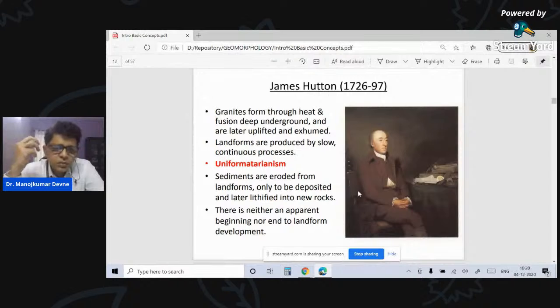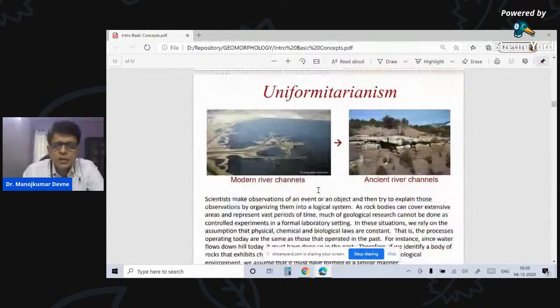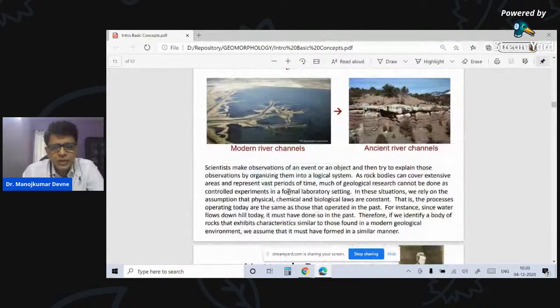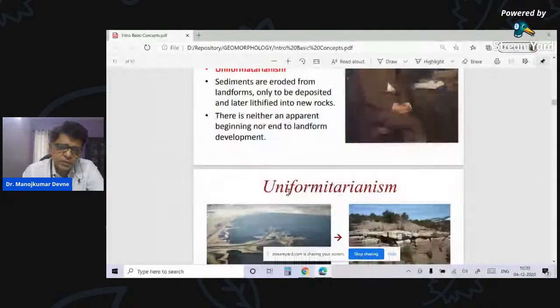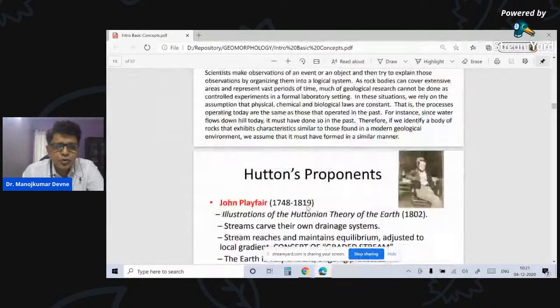He also says that there is no apparent beginning to a landform, and there is neither an end to this landform as such. This is something very interesting, which Davis later calls rejuvenation. Okay, this is uniformitarianism. I'll not go into the details of that because that's beyond the scope. But knowing about this term is very important. Uniformitarianism is a basically accepted term as far as geomorphology these days is concerned.